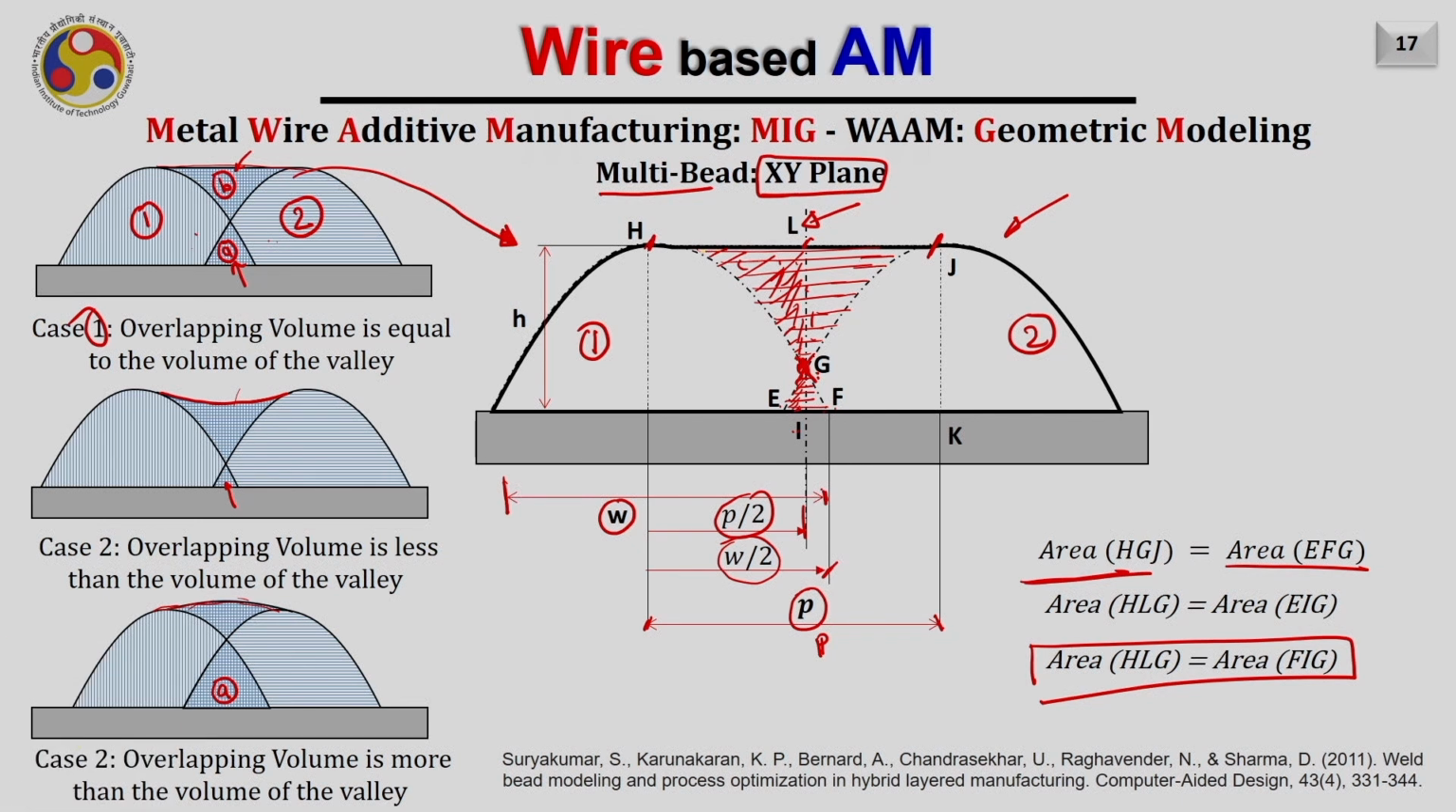So let me highlight the two areas which I am talking about. I am saying this area, now this area, that is HGL or HLG, will be equal to the area FIG, which is here. If these two areas are equal, then definitely you will have an optimal step over, and as a result you will get a flat shape or the flat top on the overlapped area.